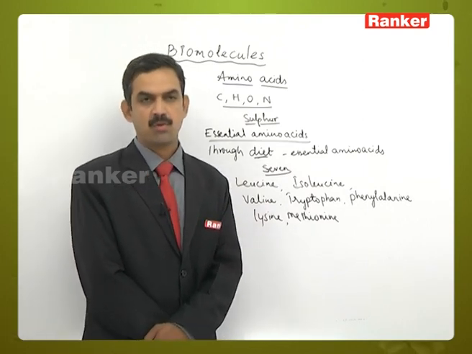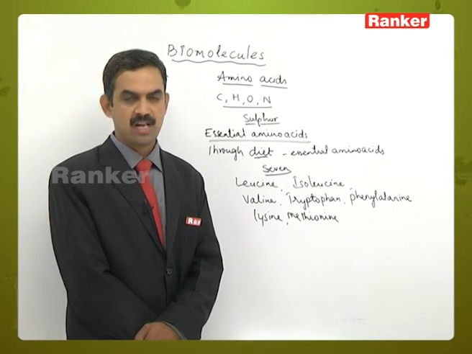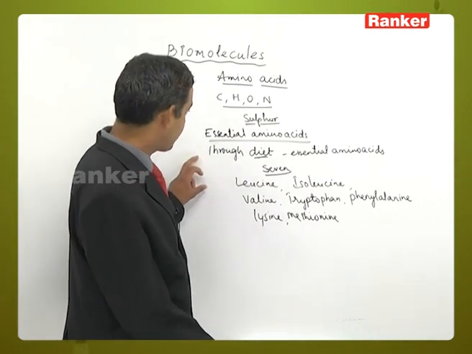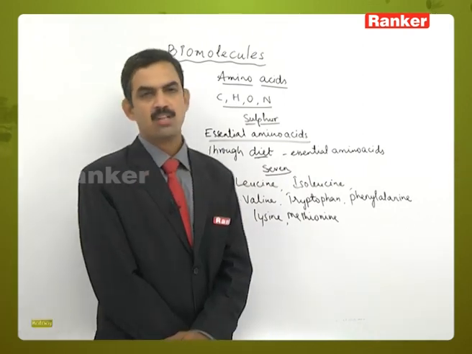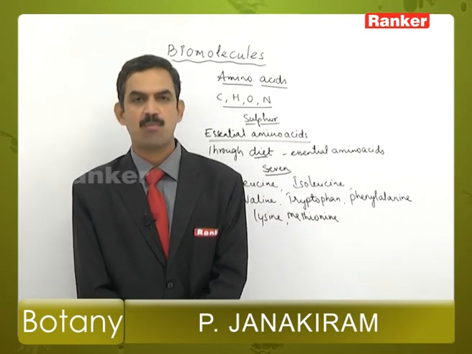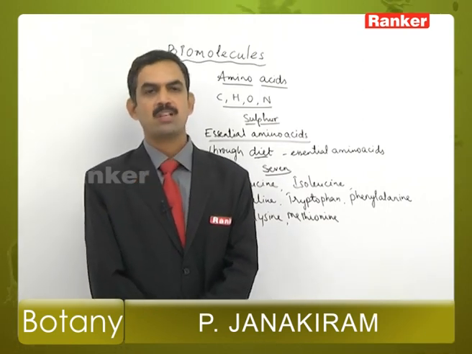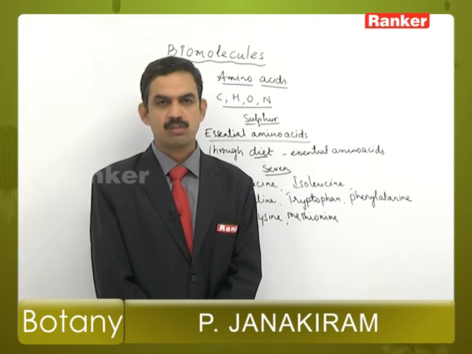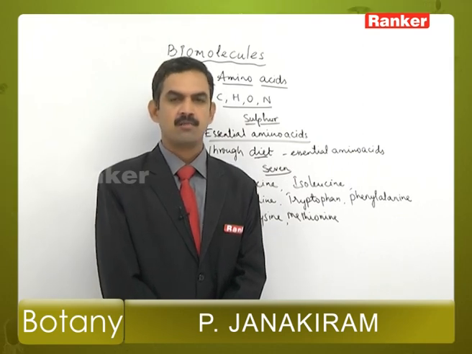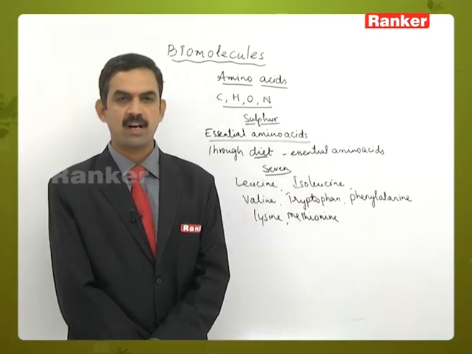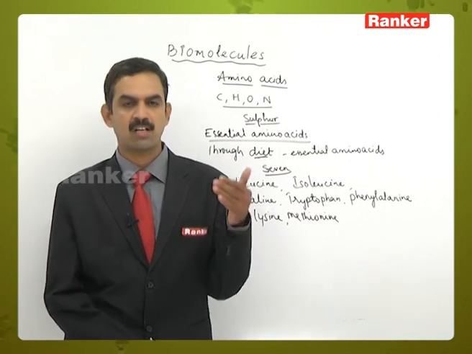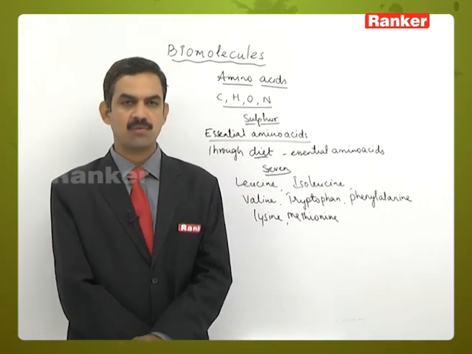This type of amino acids are called essential amino acids, and apart from these 7, the remaining are called non-essential amino acids, and some are called semi-essential also, which are required for various stages, like some are required in childhood and some are required in the adult stages of human beings.